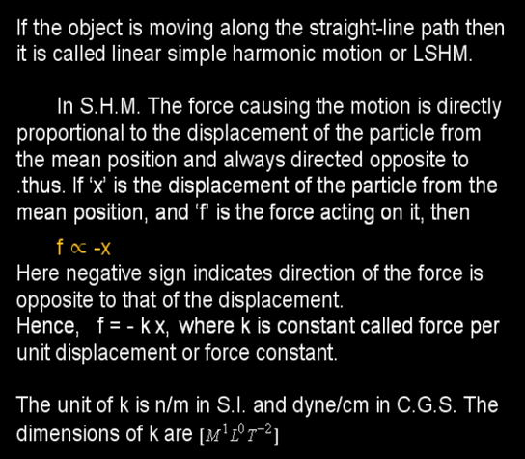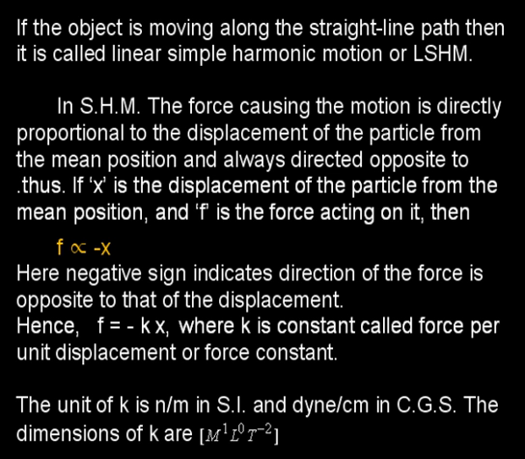In SHM, the force causing the motion is directly proportional to the displacement of the particle from the mean position and always directed opposite to it. Thus, if x is the displacement of the particle from the mean position and F is the force acting on it, then F is proportional to minus x. Here, the negative sign indicates that the direction of the force is opposite to that of the displacement.